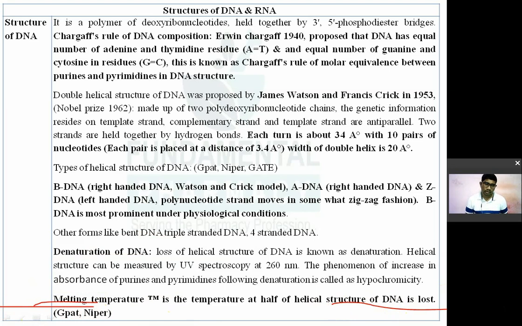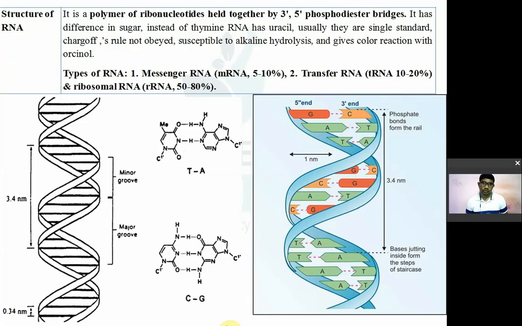A question has already come on this, as it is. A question on B-DNA has also come, and a question on Chargaff's rules has also come. So you have to remember this. And this is simple. The double helical structure of DNA was proposed by James Watson and Francis Crick.